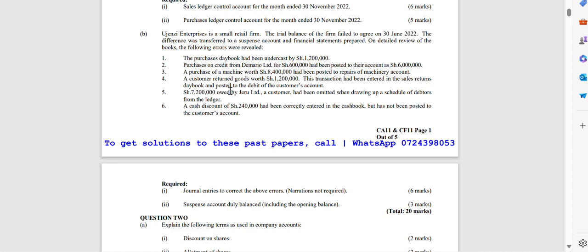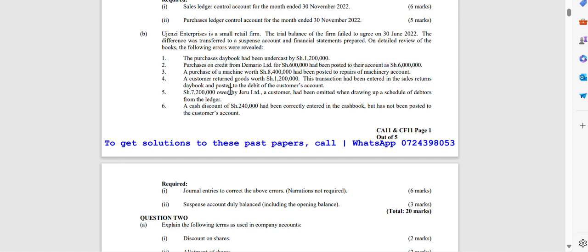A customer returned goods. Now we are dealing with a customer. If a customer returned goods, means that these goods were sold on credit. A customer returned goods worth 1.2 million, that is 1200. This transaction had been entered in the sales return day book, that means the sales account, and posted to the debit side of the customer account.